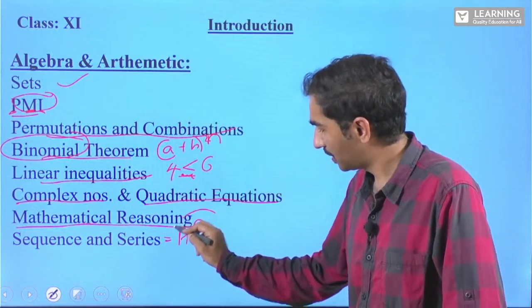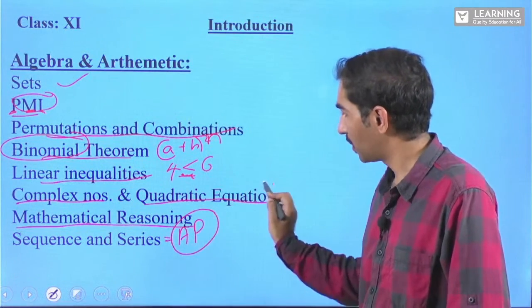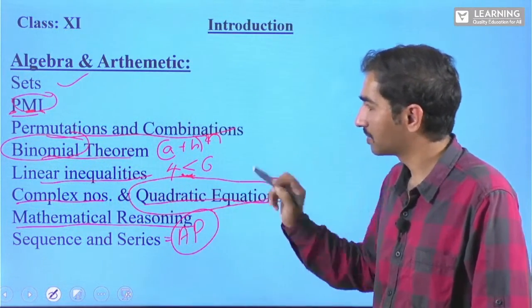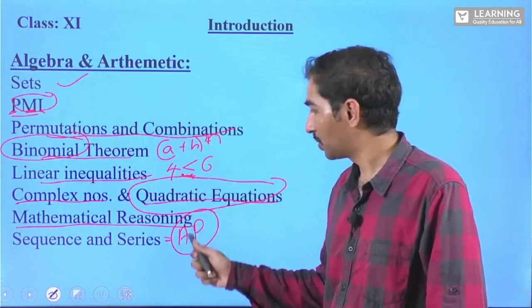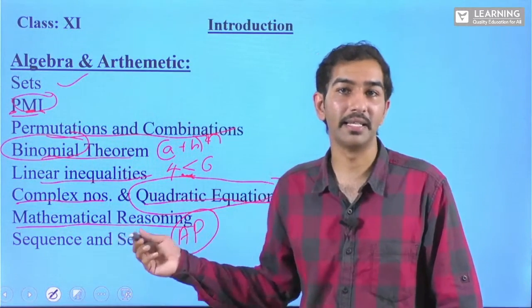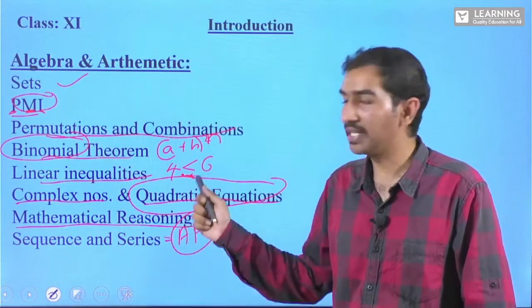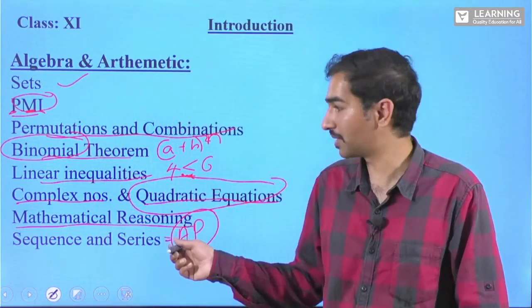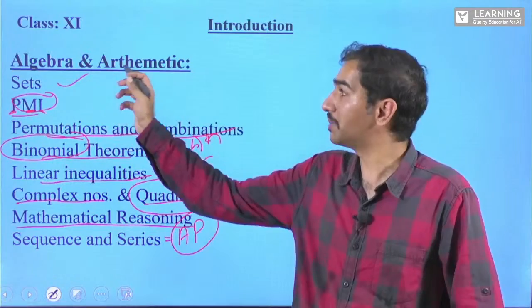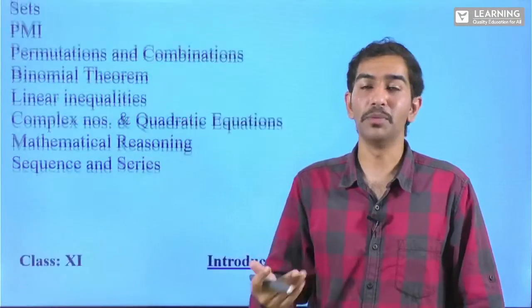See here, arithmetic progression from class 10th, quadratic equation from class 10th. These both are getting extended in class 11th. So as I said, prerequisites, right? Quadratic equations and arithmetic progression. So this is algebra and arithmetic. Okay, moving on to the next one.